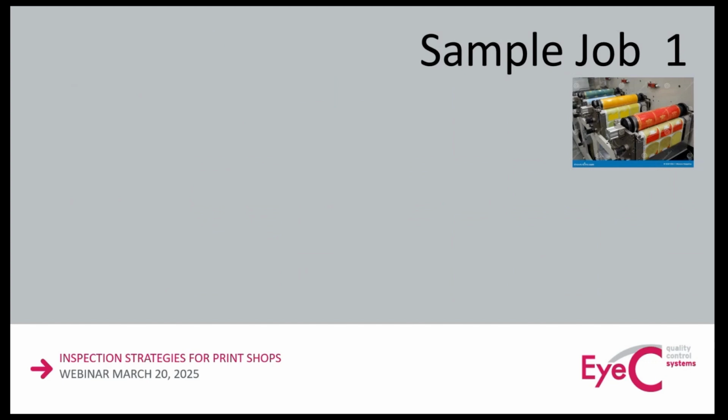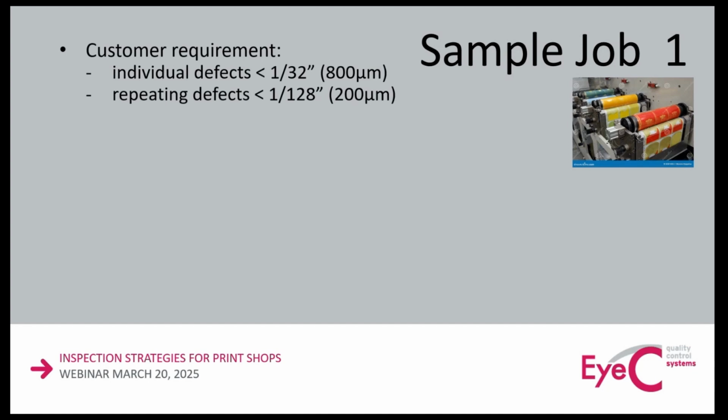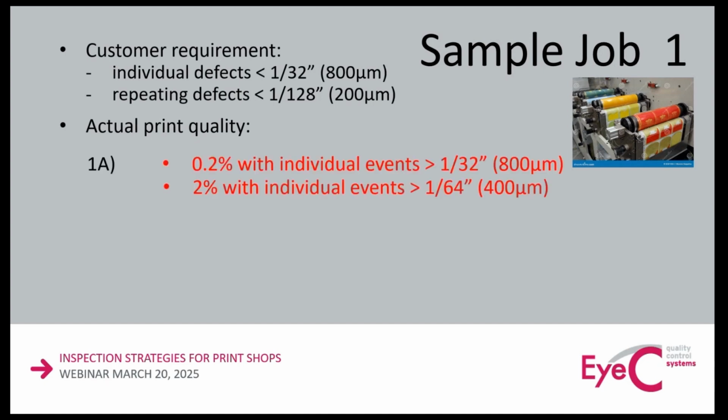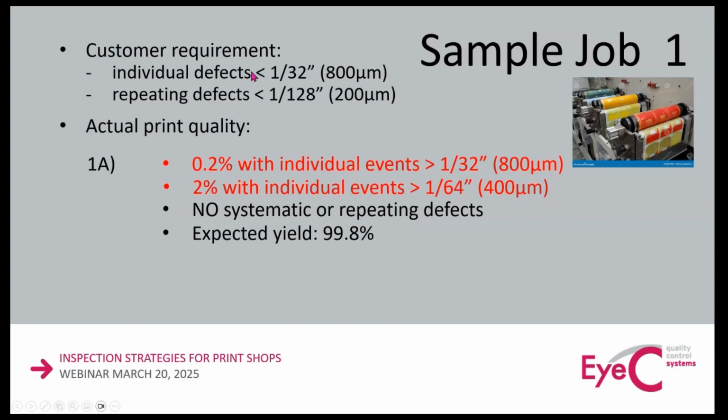Back to our sample job number 1. As a reminder, here's the customer requirement again. First, we'll run the test sample 1A with 0.2% of the labels coming with individual events exceeding the individual defect threshold of 800 micrometers. 2% of these labels come with defects larger than half that size. 1A has no systematic or repeating defects. So we are expecting to catch the 0.2% labels that have individual events exceeding the threshold. We are expected to let go of the 2% with smaller defects. So we expect the yield of 99.8% for this job.